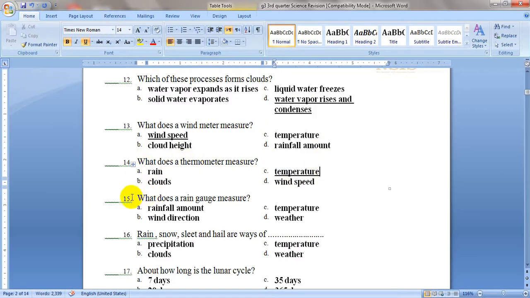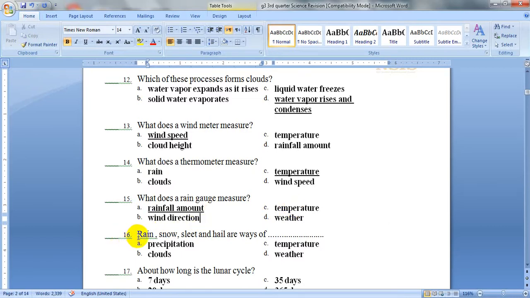Question number 15. What does a rain gauge measure? A rain gauge is a tool which is used to measure rainfall amount, because wind direction is measured by a wind vane. Temperature is measured by a thermometer.